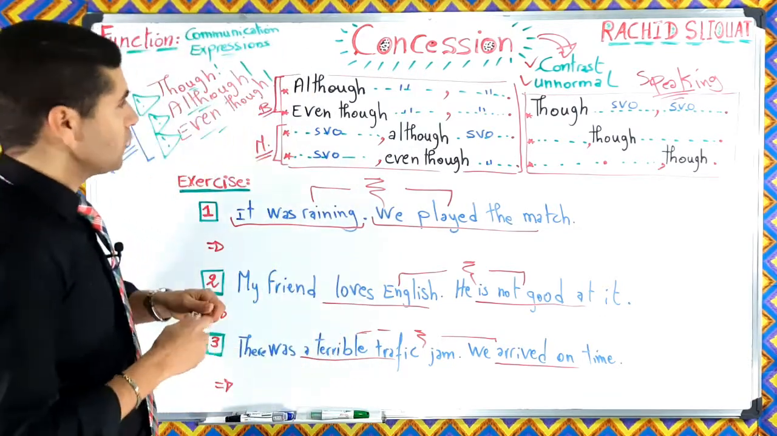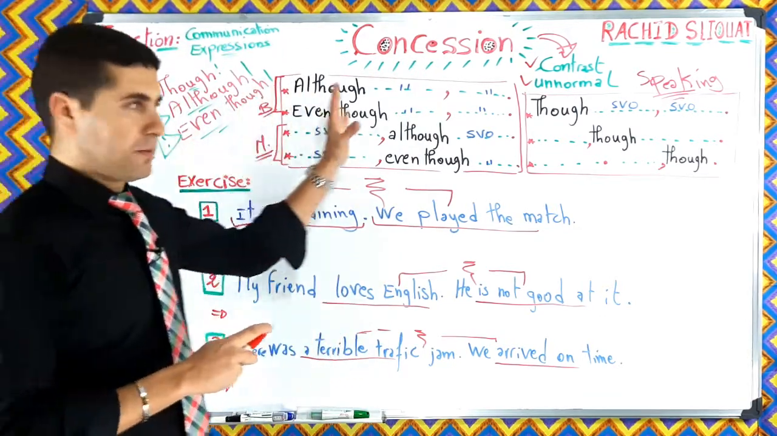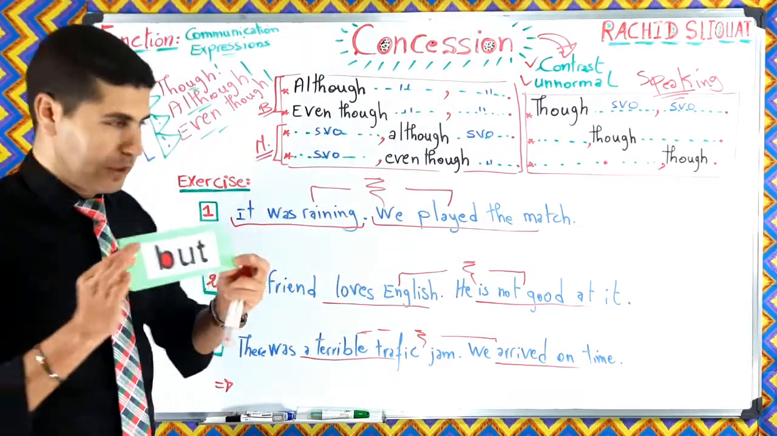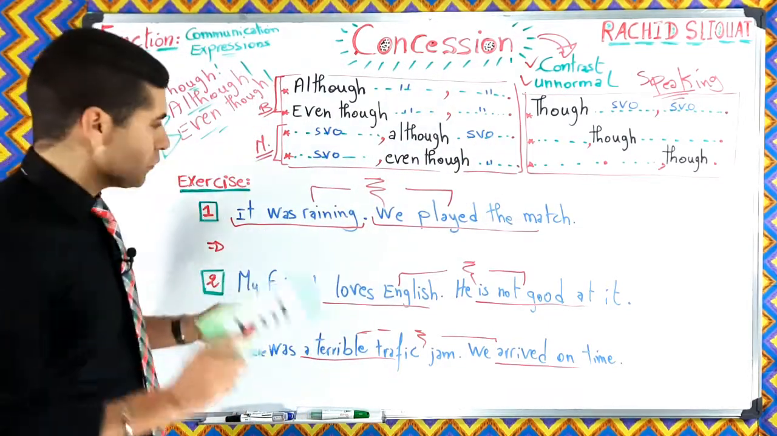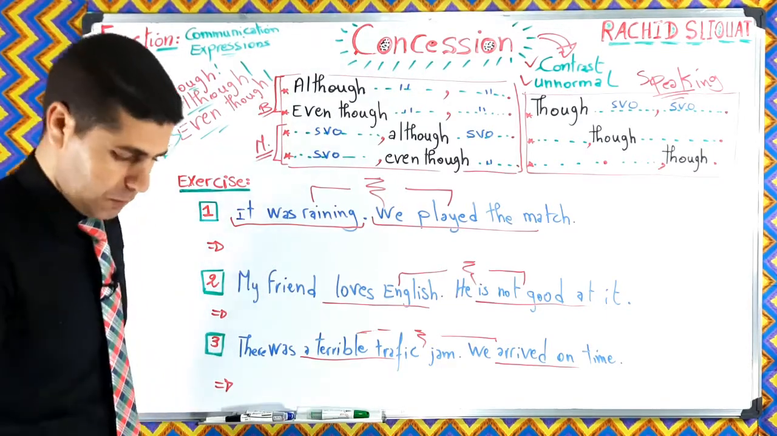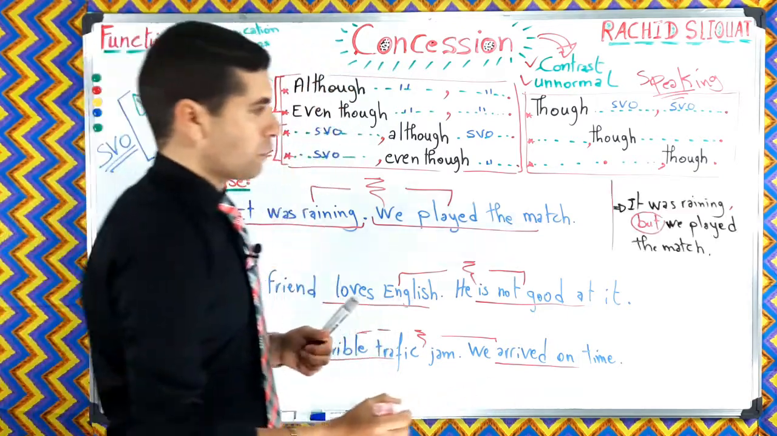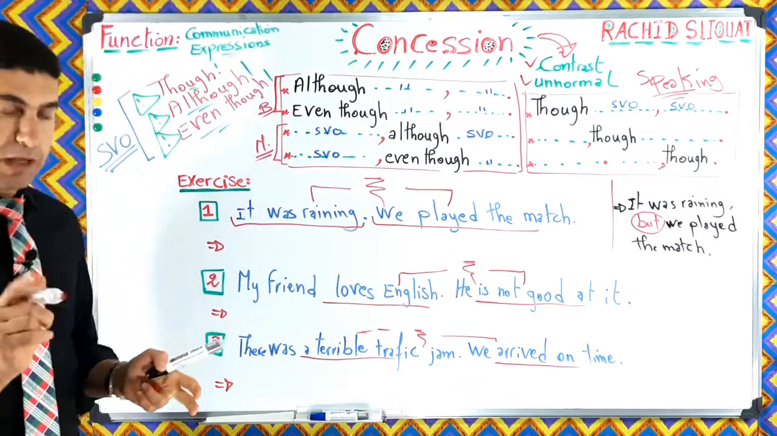So in this case, we can use this word to express this contrast, or we can also use but, okay? Now let's do number one with but. So what can we say for number one with but? For instance, it was raining, but we played the match, okay?